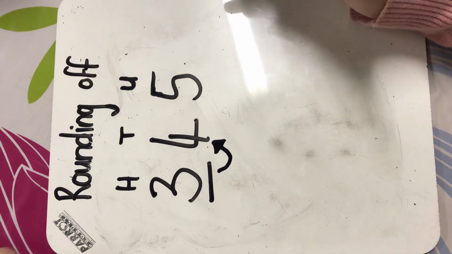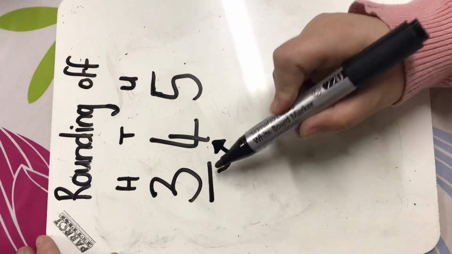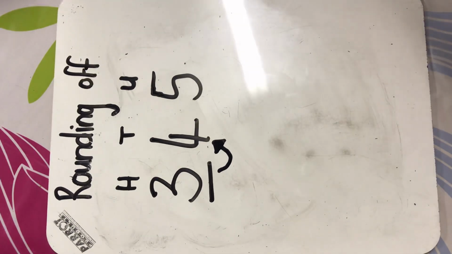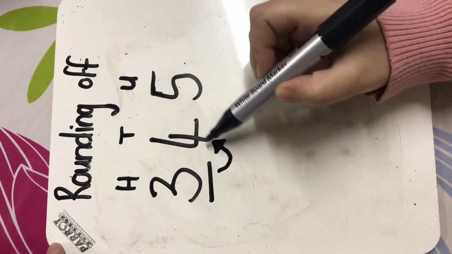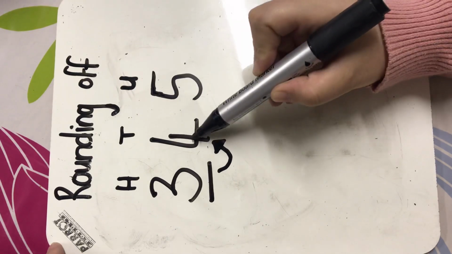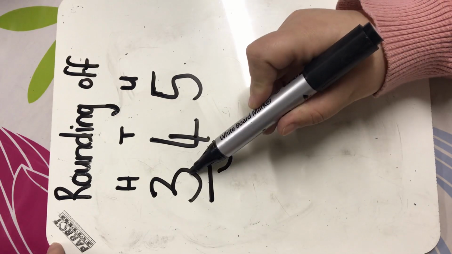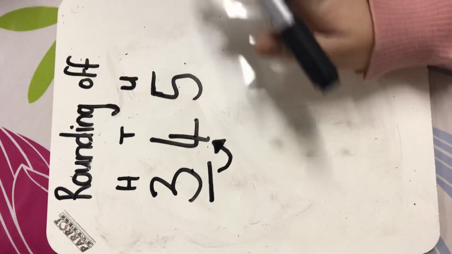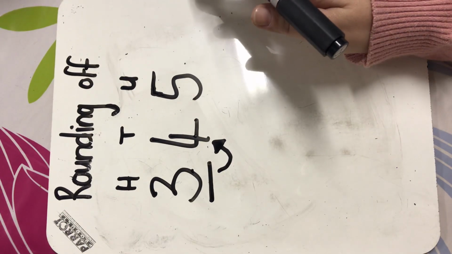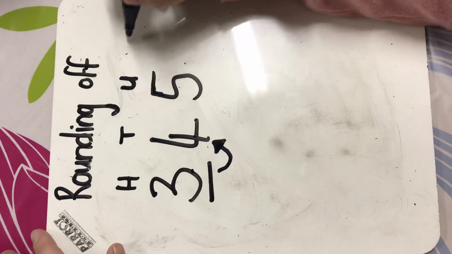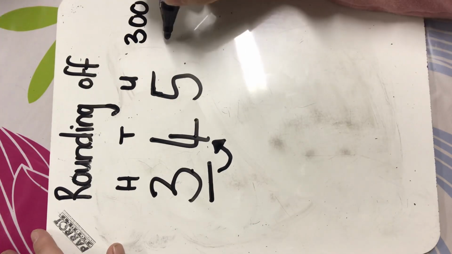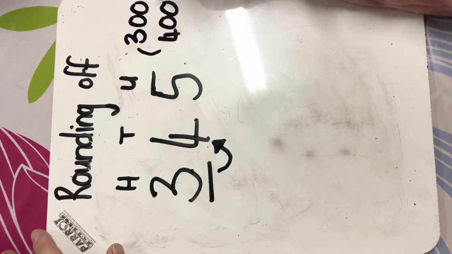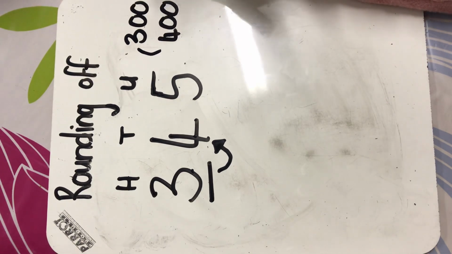Okay, so those are two things. If I say to the nearest 100, draw a line under the 100. And then check the number next to it, directly after it, and draw an arrow to it. The 4 is going to decide whether this 3 stays a 3 or whether the 3 becomes a 4. It can never go back to a 2. Because this number, 345, is between 300 and 400. So it's somewhere in between, if you had to look at it on a number line.